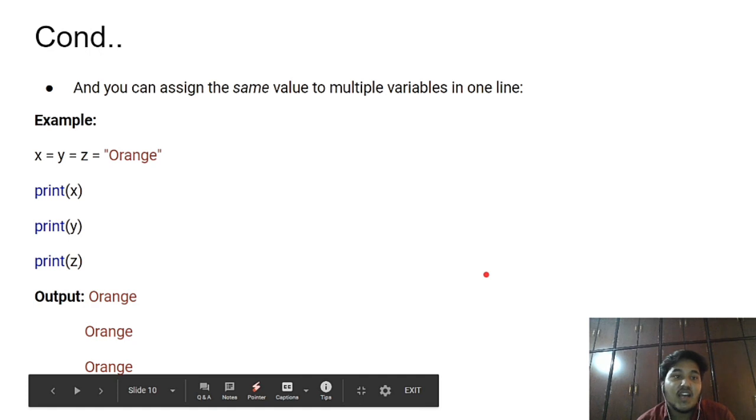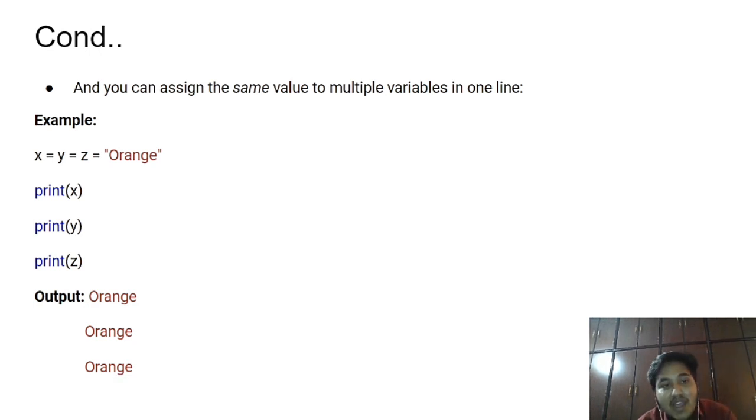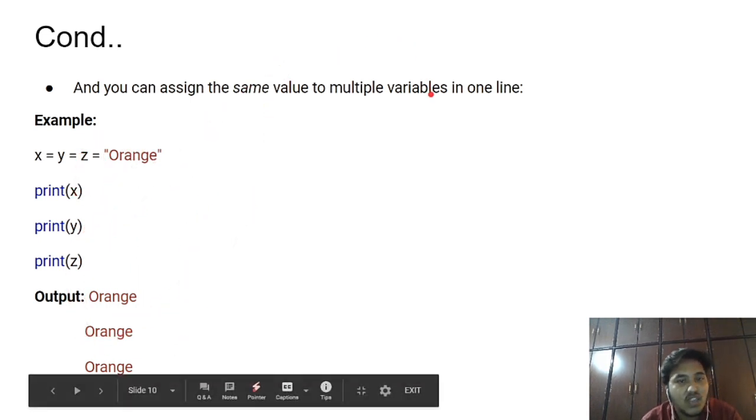Is this clear? There is one more kind of assignment like this. You can assign one value to multiple variables. As you can see here, x is equal to y is equal to z is equal to orange. Here the orange value is assigned to x, the same orange value is assigned to y, and the same orange value is assigned to z. So if you print x, y, z, we will get the output orange, orange, orange.